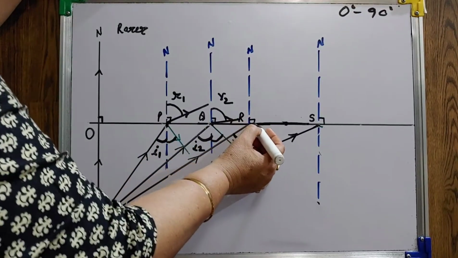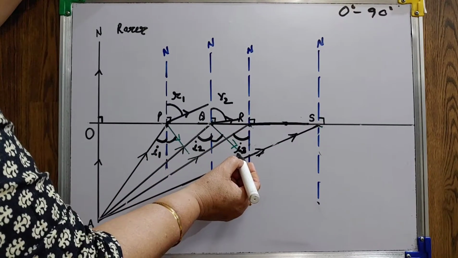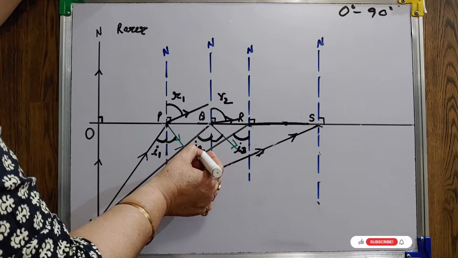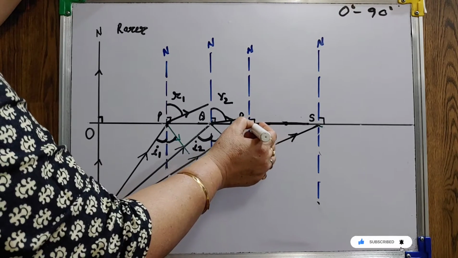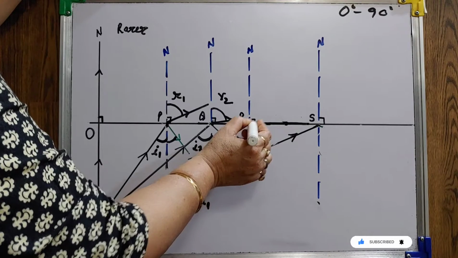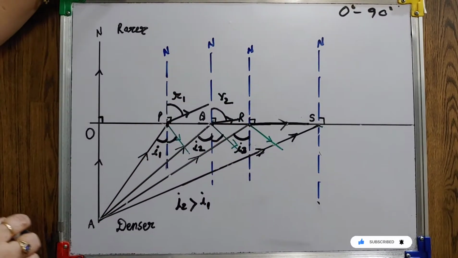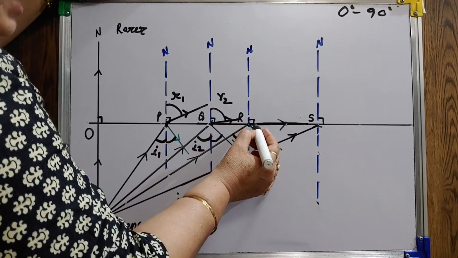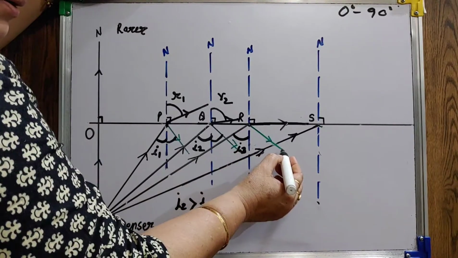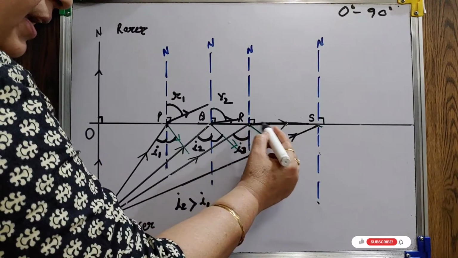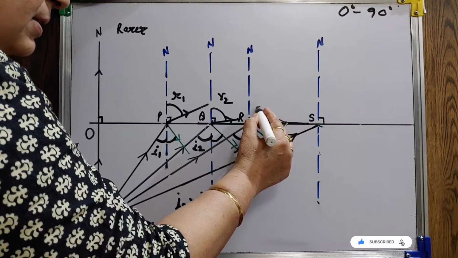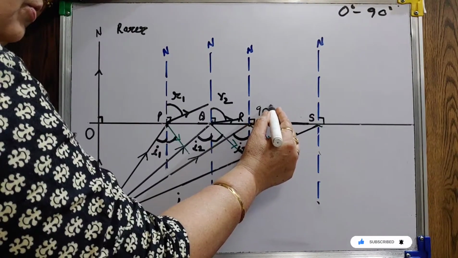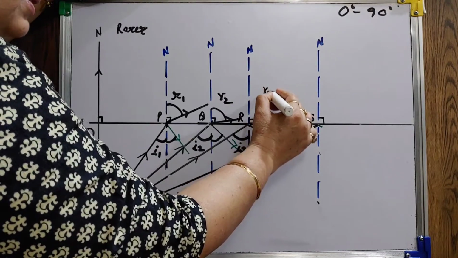Now at point R, my angle of incidence is still greater than the previous one. It means I3 is greater than I2. Now at this point of incidence, what happens? Let's see. Part of it is reflecting back and the refracted ray lies on the interface of both media, which means this angle is 90 degrees. So, the angle of refraction is 90 degrees.